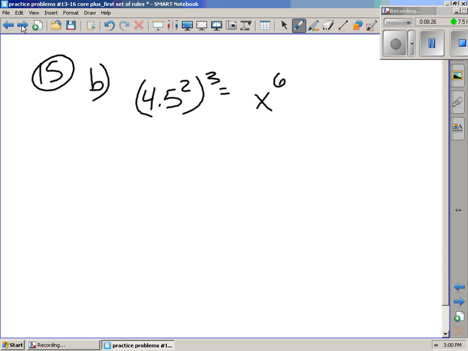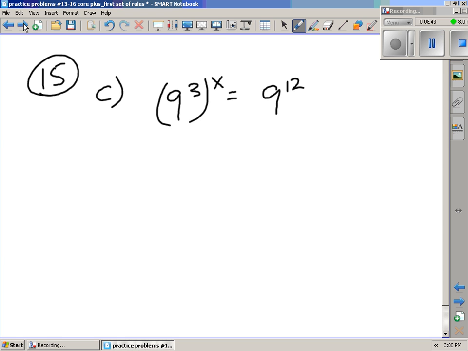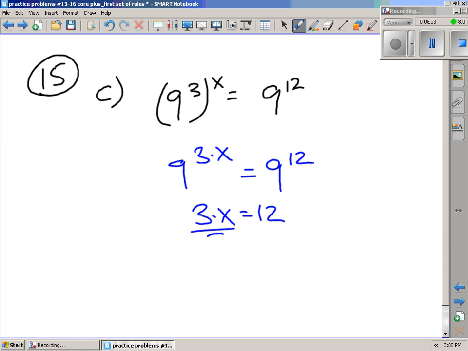Number 15b, power to a power, you multiply. 2 times 3 gives you 6. And the base remains the same, so x must be 4.5. 15c, power to a power, you multiply. So 3 times x needs to equal 12. If you want to show this as an equation, you could solve it like I just did. X equals 4.